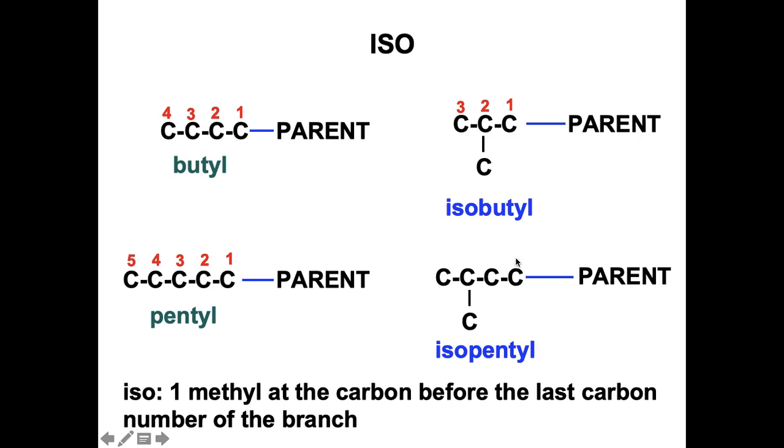For this one, total carbon number of 5. Start counting from here, carbon number 1, carbon number 2, carbon number 3, carbon number 4. 1 methyl at the carbon before the last carbon number. So your last carbon is carbon number 4, and 1 methyl before carbon number 4 is at carbon number 3. So this is called isopentyl.